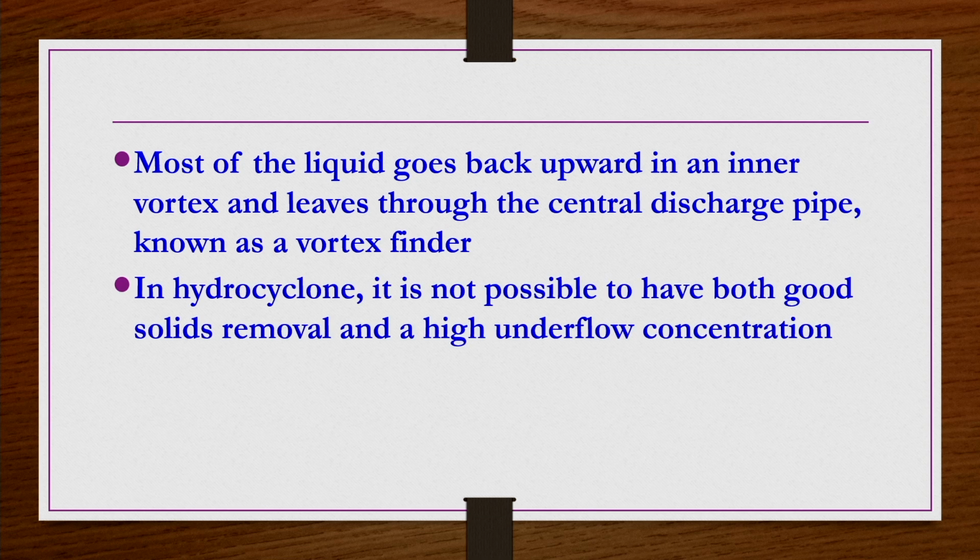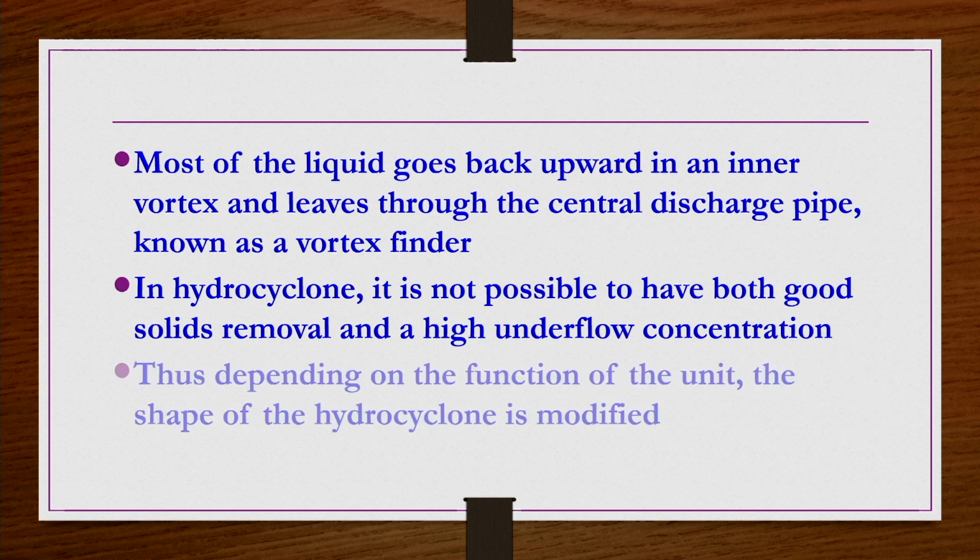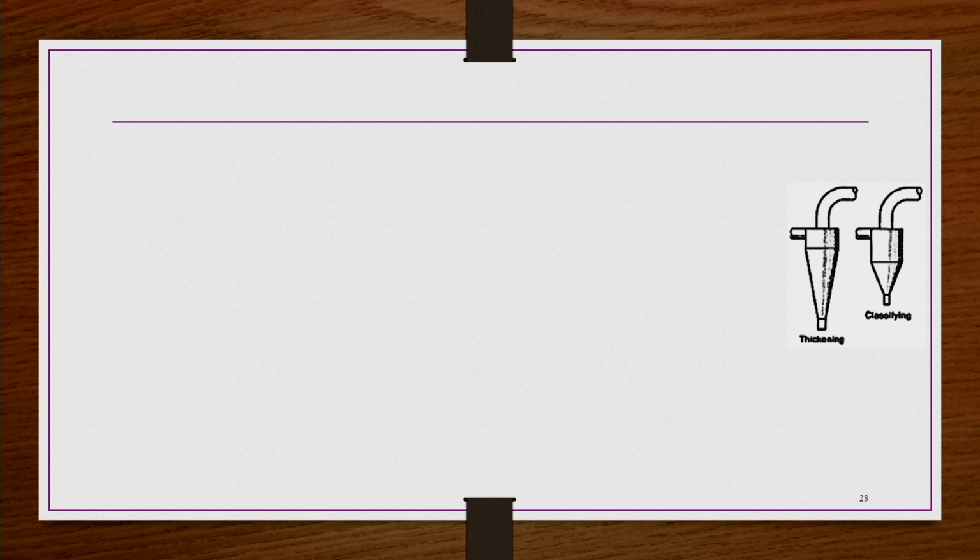In a hydrocyclone, it is not possible to have both good solids removal and a high underflow concentration. Thus, depending on the function of the unit, the shape of the hydrocyclone is in general modified. So, for classifying purposes, you may have a hydrocyclone where this top section is like this, and then the conical section is a smaller one like this. The conical section is the smaller one, and the other section is bigger. That is what we have in general if you want a classifying separation.